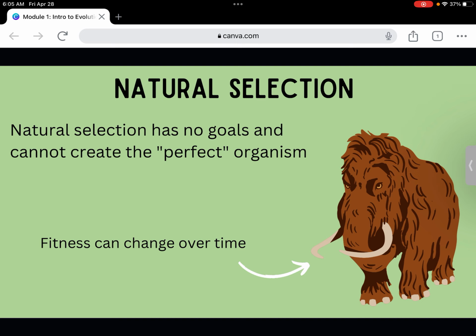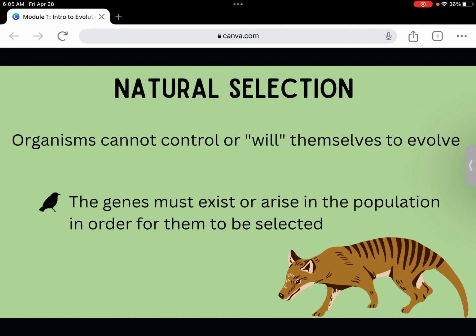Individuals cannot adapt themselves. So organisms can't control or will themselves to evolve. If we could, I would have 4 arms. It would be so much more useful. These genes for the variation have to exist or arise in the population in order for them to be selected. I cannot be a mermaid because those genes do not exist.